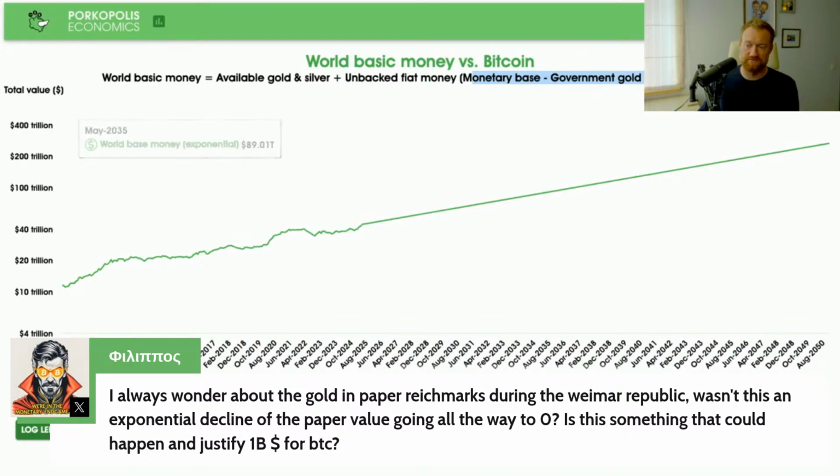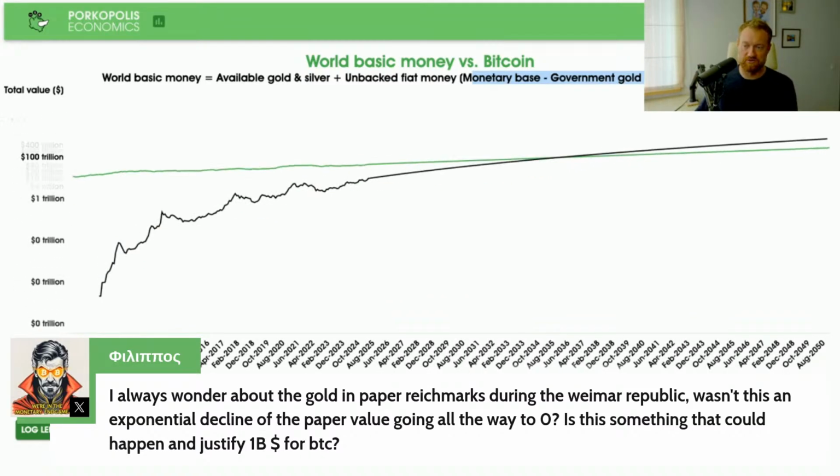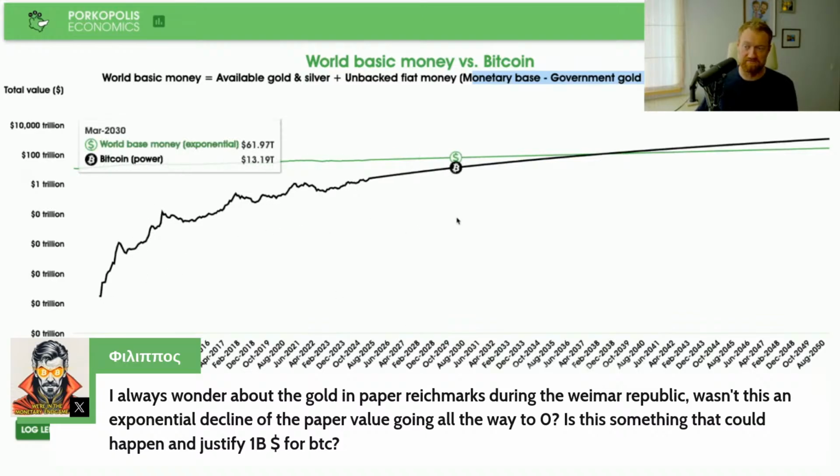And this is where you have the merging of these two ideas: everything in the world grows at exponential except for Bitcoin, which grows at power, but it's a fast power. It's a way faster power curve than exponential at the moment.